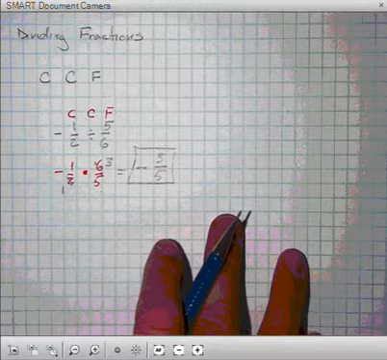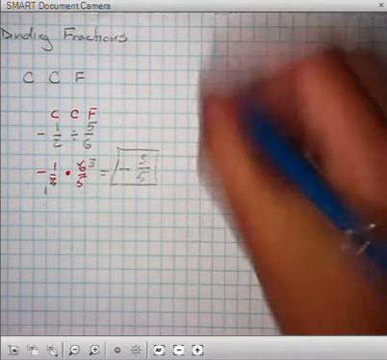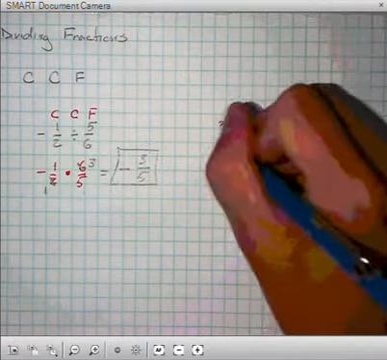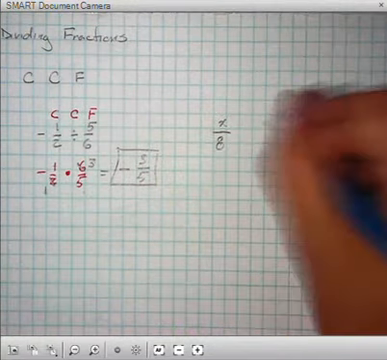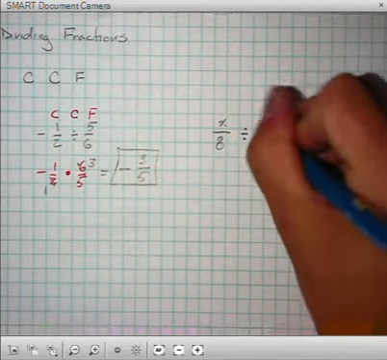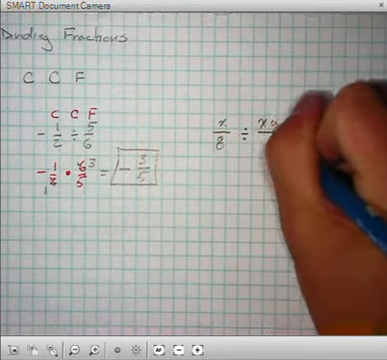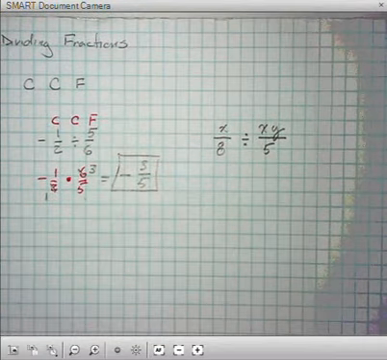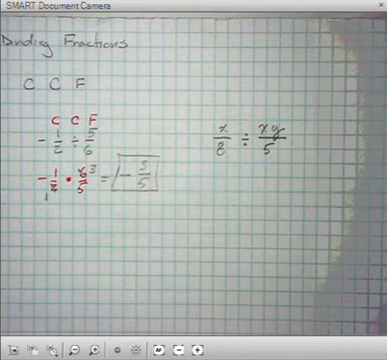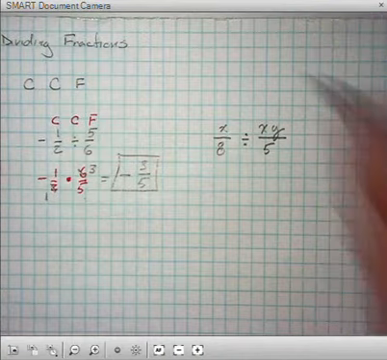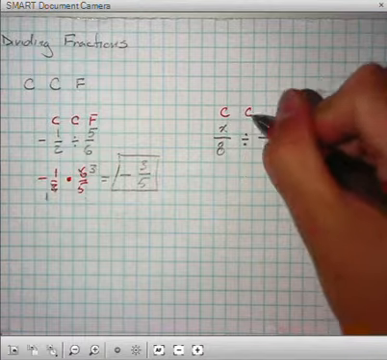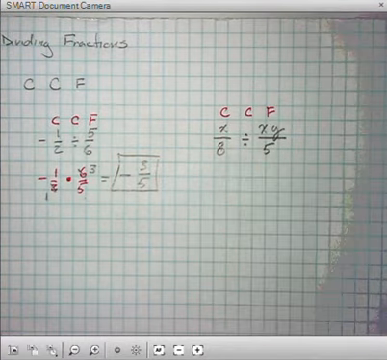Let's look at another example. This time we're going to take x over 8 divided by xy over 5. Try that one on your own. So in order to divide this, what do I do, Ryan? You have to switch x, y, and 5, like turn around, and then change the division sign to multiplication.